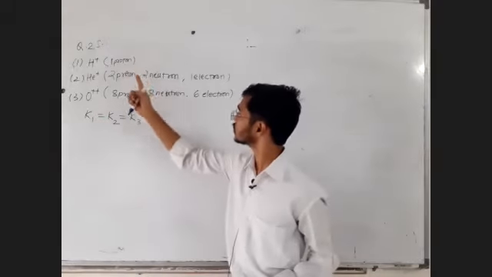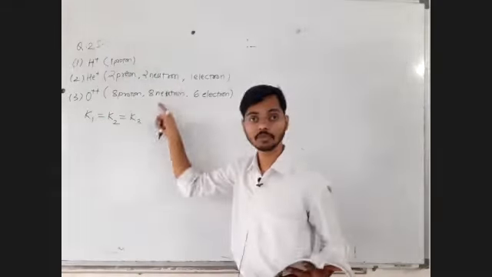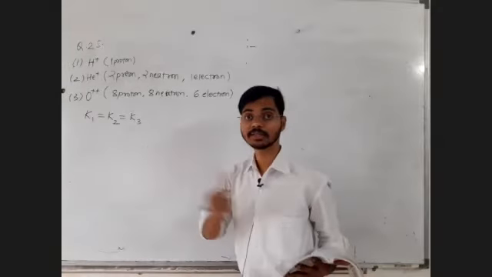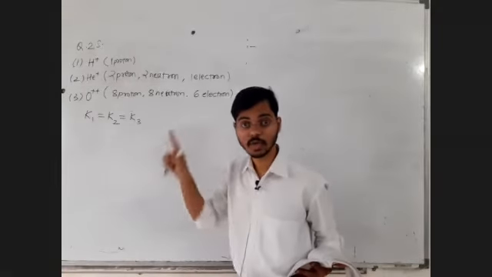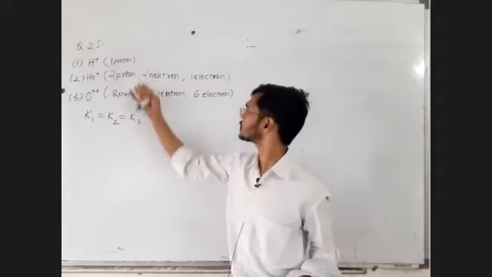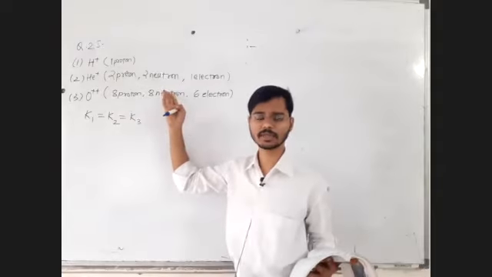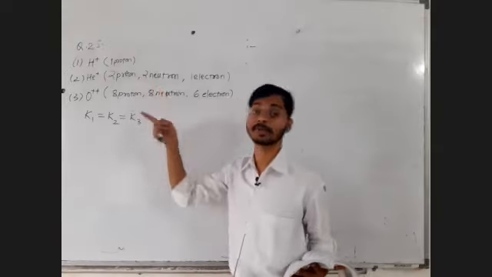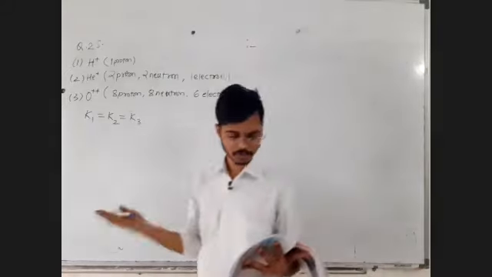For all of them, kinetic energies are equal. That doesn't mean their velocities are equal. That doesn't mean their masses are equal. Why would their masses be equal? They can be different. Their velocities can be different, but their kinetic energies are the same. Okay.